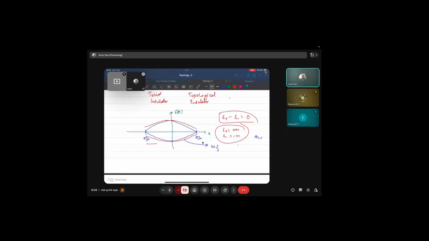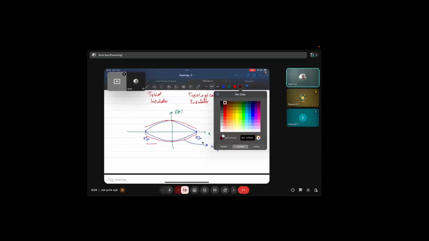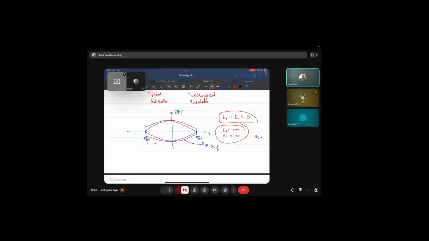Okay, so this will be the case, and this particular energy is m, and this particular energy is minus m. Okay, so at any point you are not closing the gap. So the system always remains insulated.